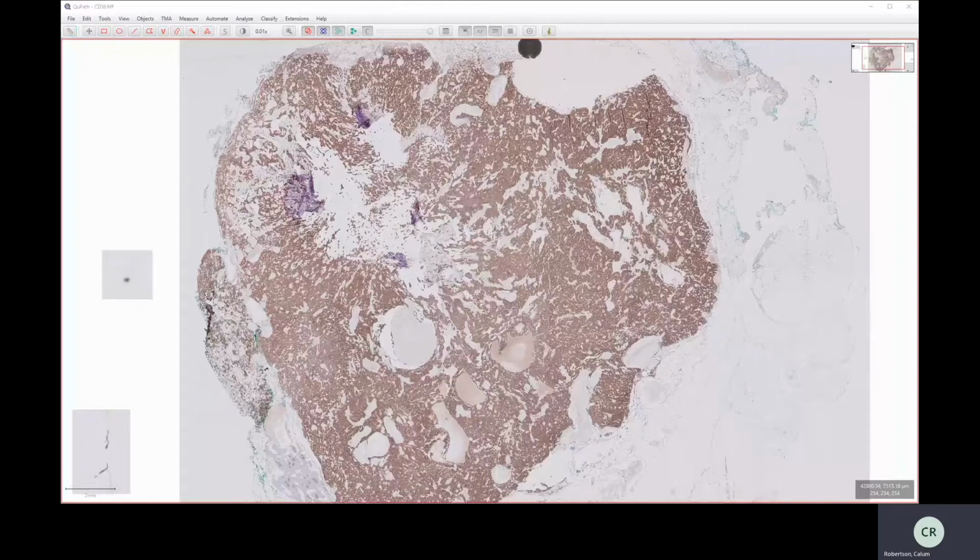So IHC, to summarize it, is an in situ test. So we can still see the tissue architecture, as you can see here. So it's very useful for us as pathologists who are morphologists, who are used to looking at tissue architecture. And you can compare it to the H&E and use the H&Es to decide on the best section to use, etc.